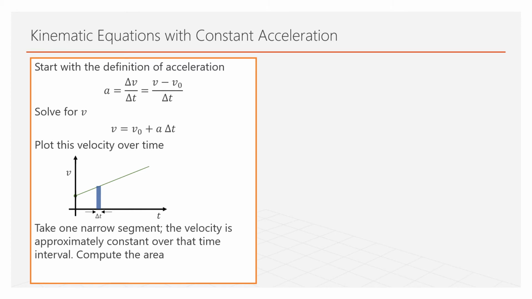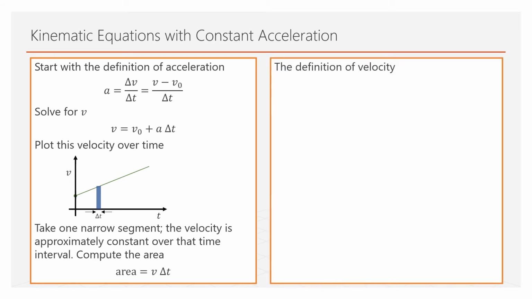We would like to take one narrow time segment, and we would like to find the displacement over this time. We know that the velocity is approximately constant over that time. We can then find the area of that rectangle. The area of a rectangle is the width multiplied by the height. The height of this rectangle is the velocity at that time, v, and the width is the time interval, delta t. It's important to note that delta t here is a small time interval. It is not a long time interval.